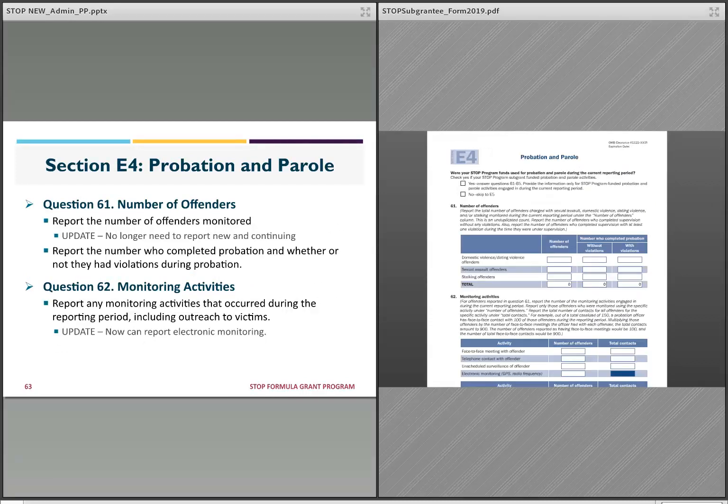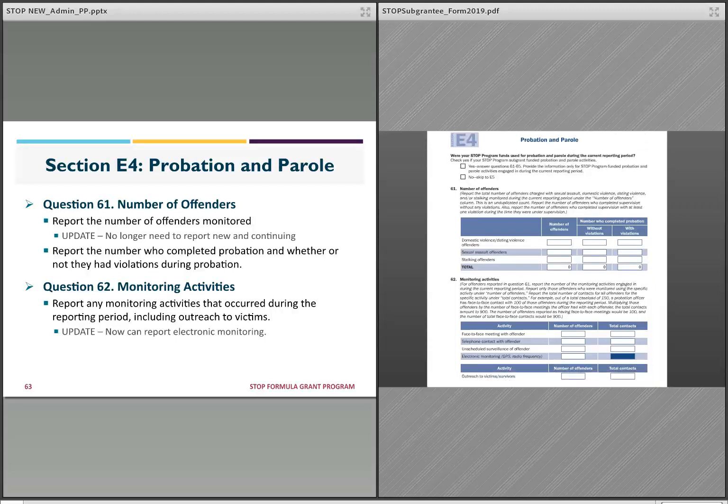In section E4, probation and parole, subgrantees should only be reporting in this section if STOP subgrant funding directly supported probation and parole activities. In question 61, number of offenders, subgrantees should report the total number of offenders monitored, and they no longer need to report new and continuing offenders separately.